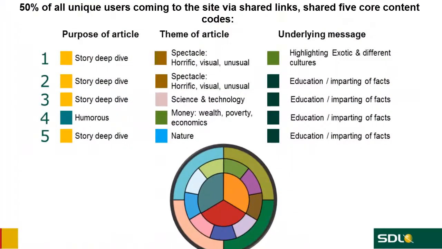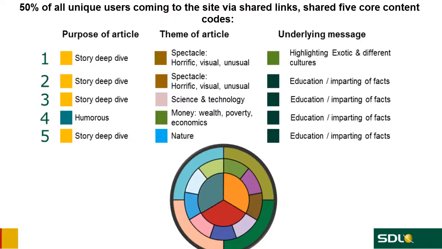Do we have any semioticians in the room? No semioticians? Good. This is a semiotician's wheel, this thing of beauty. Semiotics is the study of meaning and textual analysis. So by taking all of the articles in the data set that we had from CNN, we could code every single story along the lines of what was the purpose of the article, what was the theme of the article, and what was the underlying message. And what we see here is that the top 5 articles that were shared break down this way.